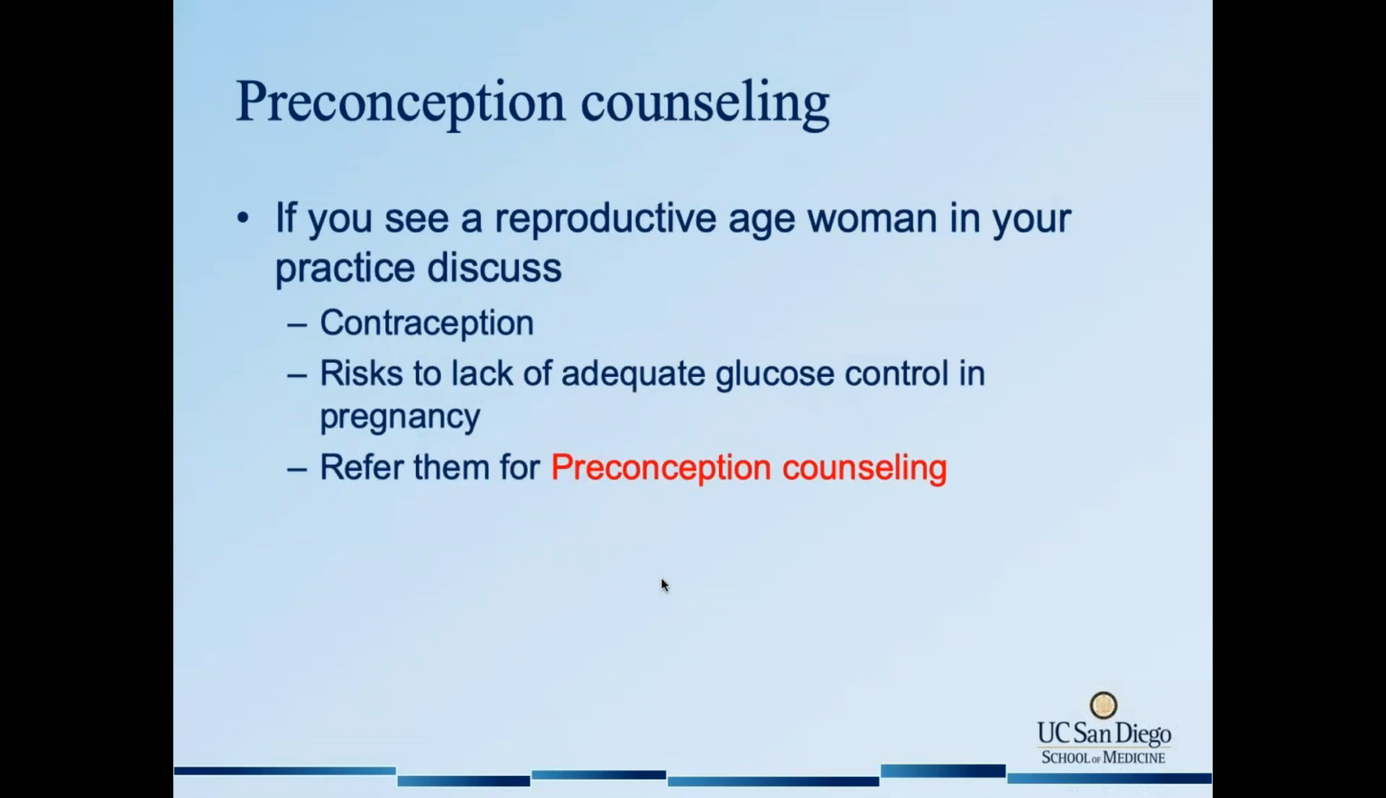So if you see a woman of reproductive age in your practice, I want us to discuss contraception because all contraceptive methods are able to be used in women with type 2 diabetes. That we talk about the risk of lack of adequate glucose control in pregnancy and preconceptionally, and refer them for preconception counseling, because even if they're thinking about getting pregnant, they should see us ahead of time. I want to remind you that about 50% of pregnancies in the United States are unplanned, so this is important information to provide to your patients.